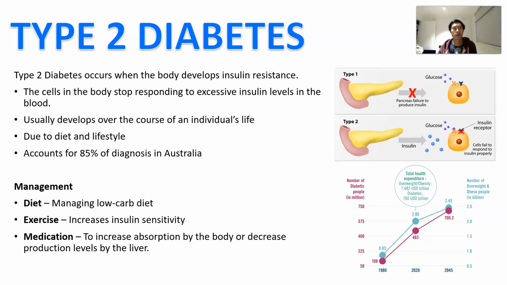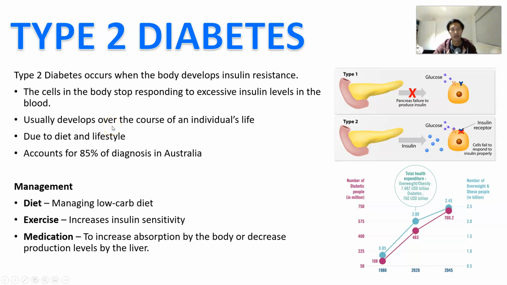Now, type 2 diabetes occurs when the body develops insulin resistance. That means that the cells in the body are not responding to the insulin levels in the blood. So in type 1, you have no insulin production, but in type 2, you have insulin production, but the body's not really receiving and taking it in, which means it's not taking up glucose either, and you get hyperglycemia nonetheless. Now, type 2 diabetes develops over the course of an individual's life.